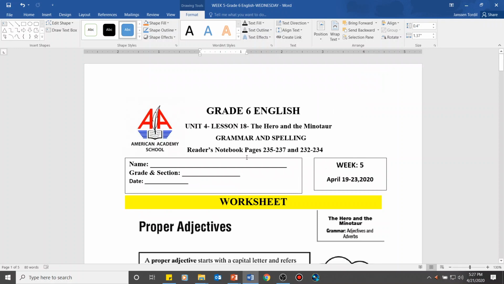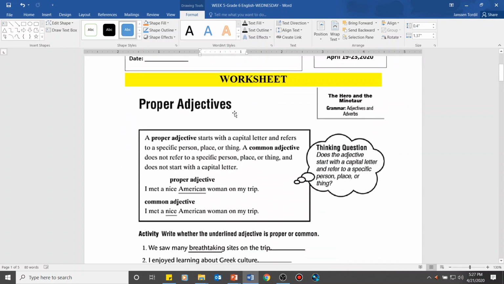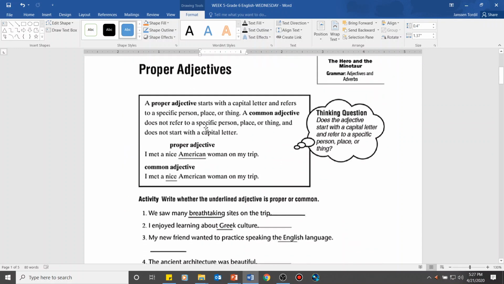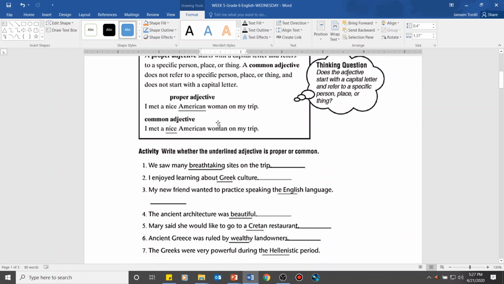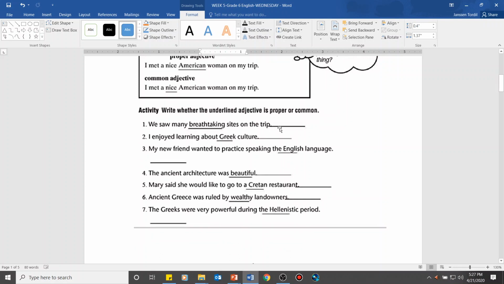So let's open your activity. This is your activity for today, the required worksheet. Here is the first activity, proper adjectives. You can answer this activity right now. Write whether the underlined adjective is proper or common. You can see the spaces here. You will write proper or common.